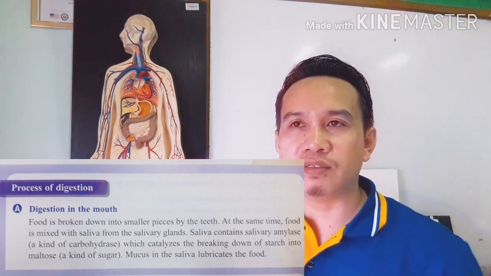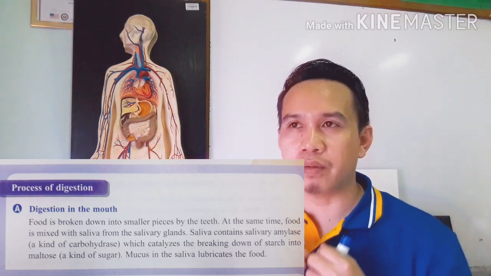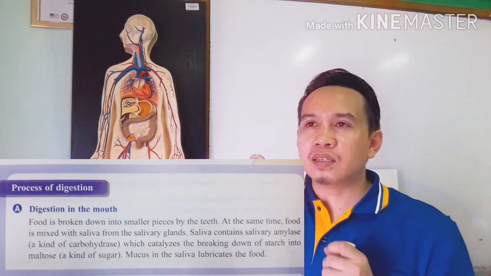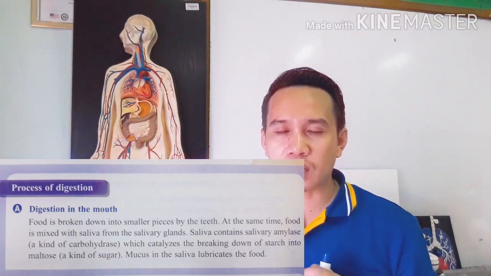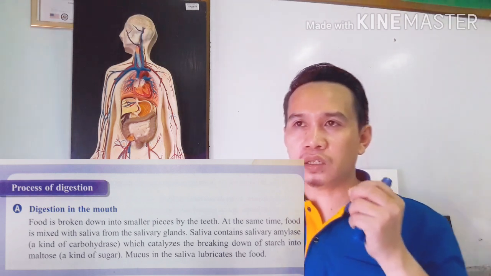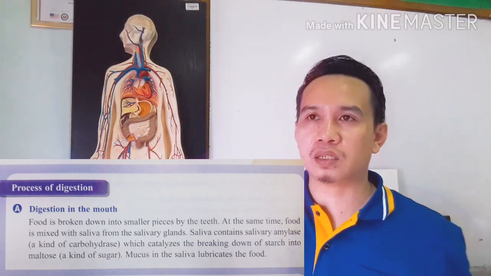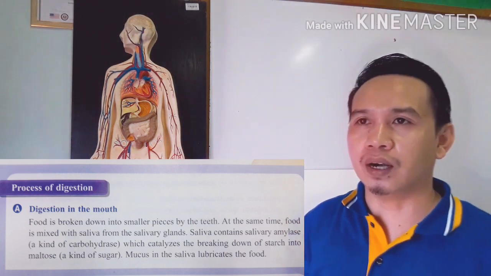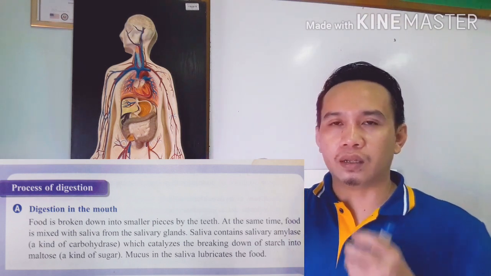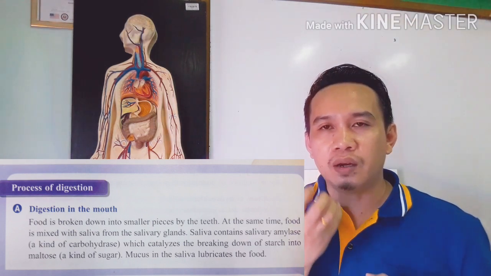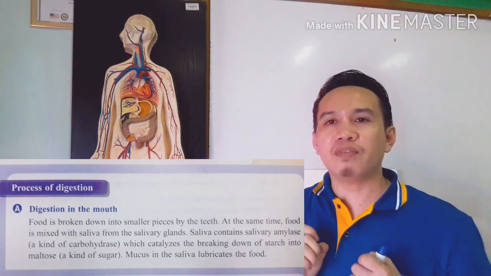At the same time, food is mixed with saliva from our salivary gland, right? Saliva contains salivary amylase, which is a kind of carbohydrase that catalyzes the breaking down of starch into maltose. It is a kind of sugar, and it produces mucus in our saliva that lubricates the food while we are chewing and breaking it down before it flows to our esophagus.